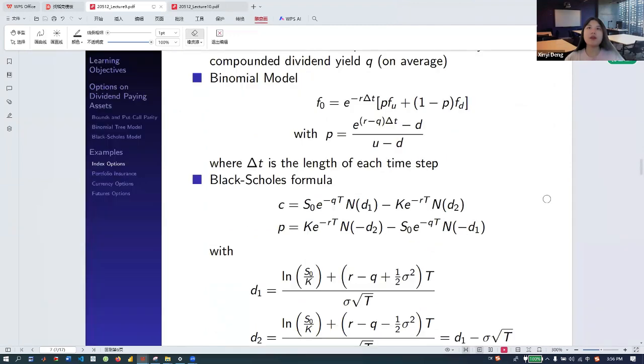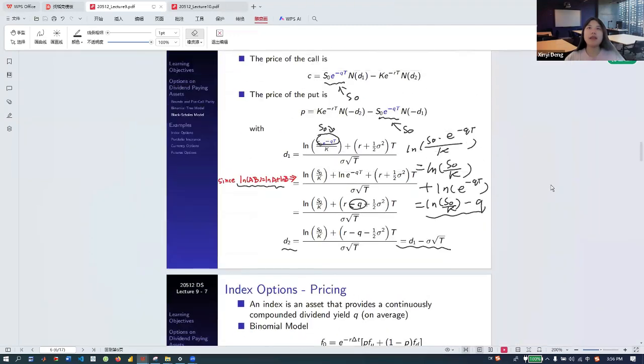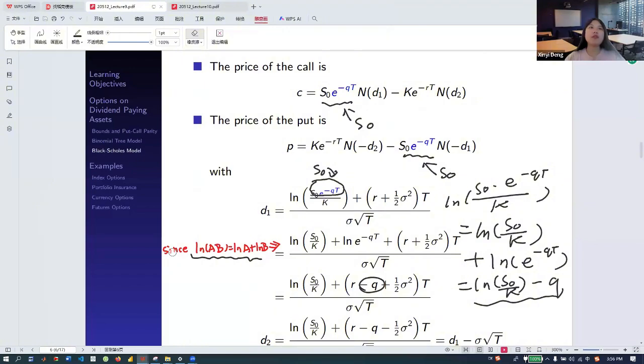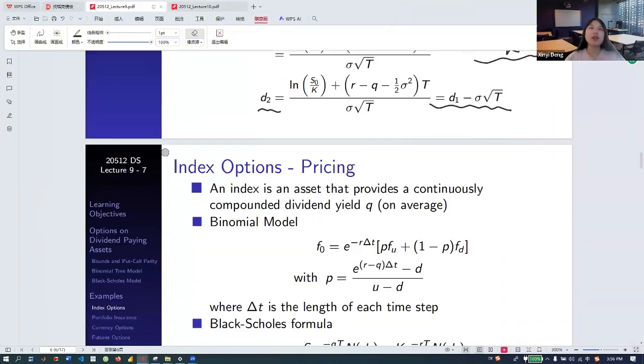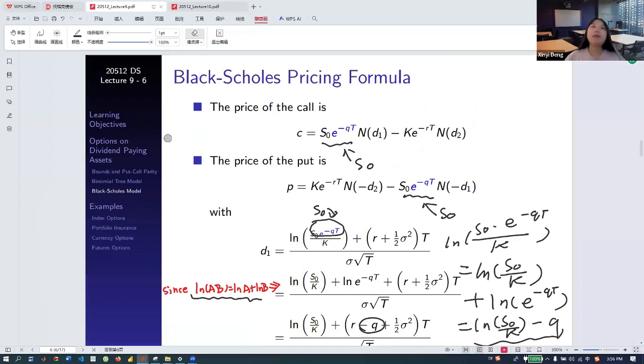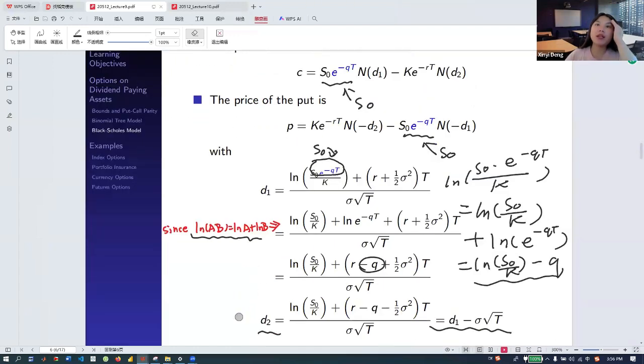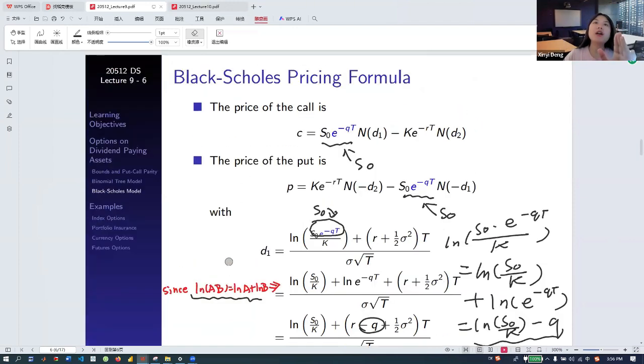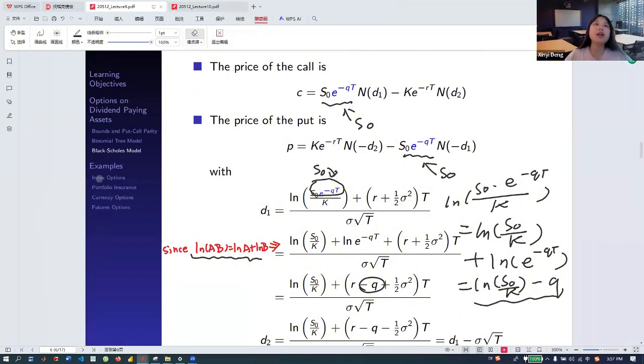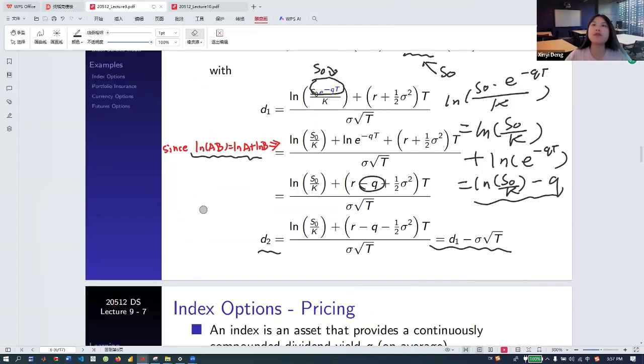Now let me go to the pricing for index options. For these examples, we're just applying the Black-Scholes pricing formula, this general pricing formula for all options on an underlying asset with continuous dividend yield. We're going to apply that formula to the examples of index options, currency options, and futures options.